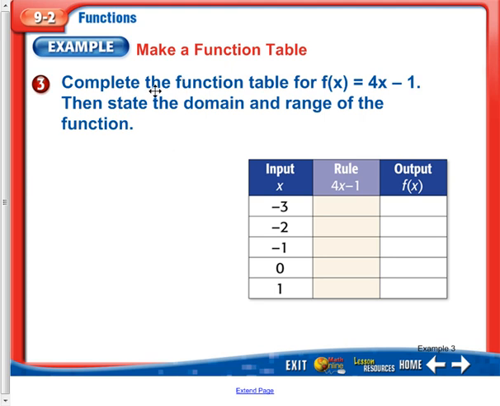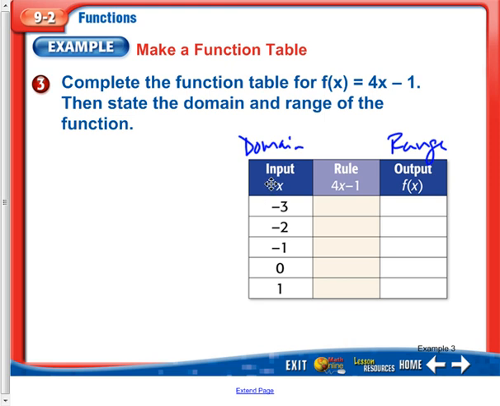So, for example 3, it says, complete the function table for f of x equals 4x minus 1, then state the domain and range of the function. Okay, so this right here, your input is always your domain. So we don't need to actually list it at the end. Output is always your range. Okay, so if we get in a habit of saying that.